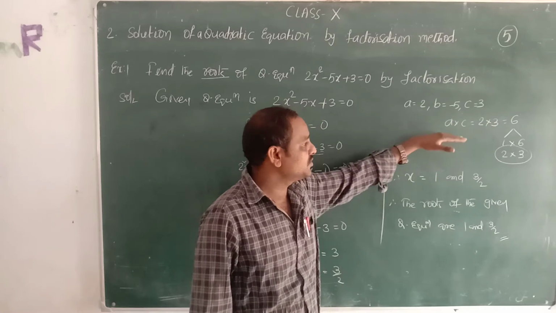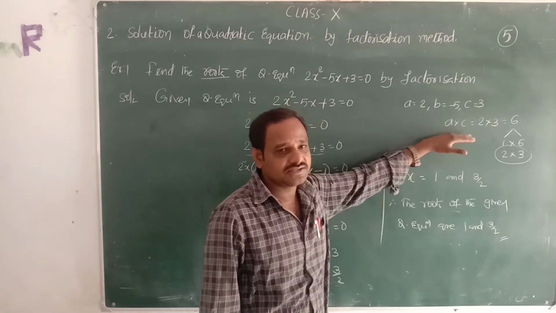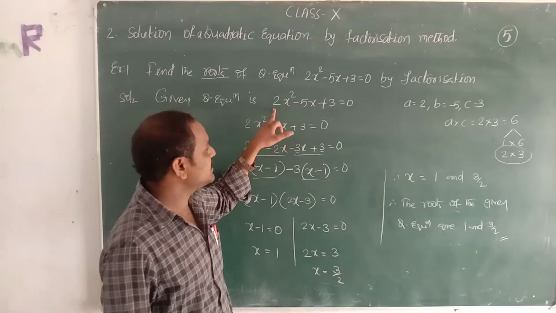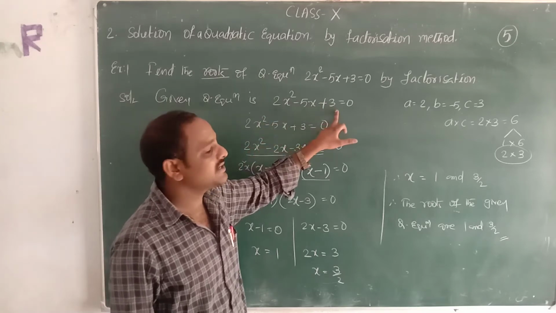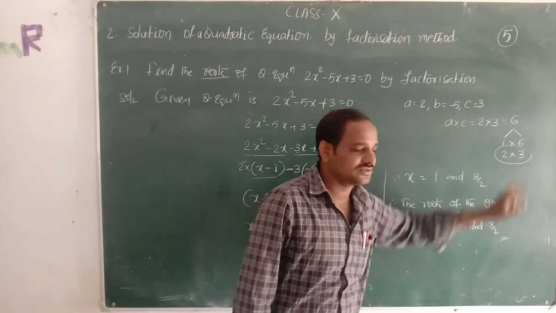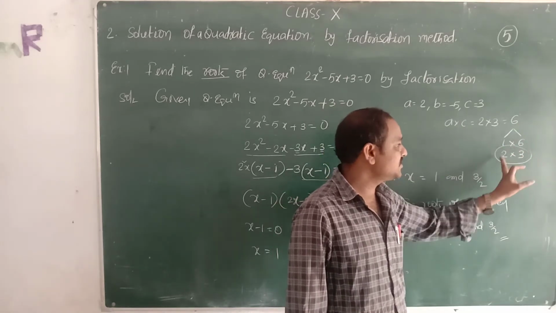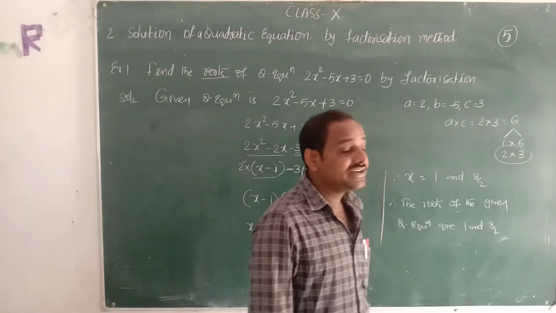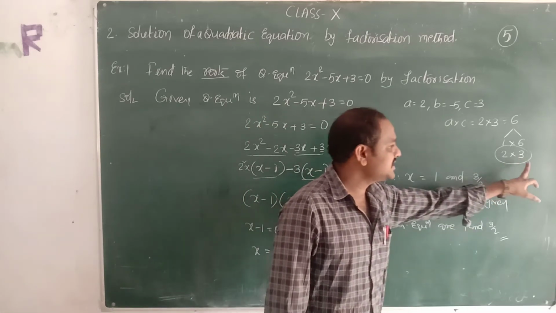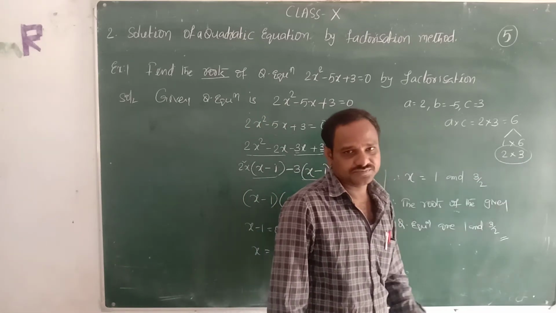So we have to do the coefficient of x square into the constant term. Here the coefficient of x square is 2 and the constant term is 3. So 2 into 3 is 6. We have to write the factors of 6. Then we get 1 into 6, and 2 into 3 is 6. Where is it possible? Here 2 into 3 is 6, and 2 plus 3 is 5.